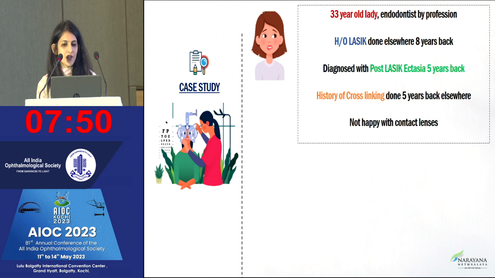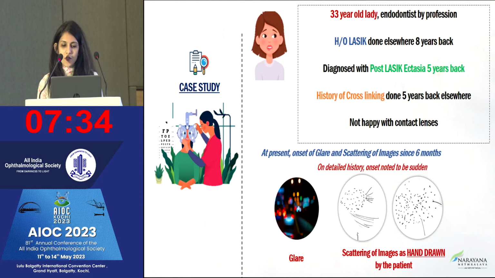So, here was a 33-year-old lady, an endodontist by profession, who had a history of LASIK done elsewhere 8 years back. She was diagnosed with post-LASIK ectasia 5 years back, and she had undergone cross-linking for it elsewhere, but she was not happy with contact lenses. She presented to us with a history of glare and scattering of images in the last 6 months. On detailed history, she said that the onset was sudden. The image that you see here is the image drawn by the patient. She carried a picture of it to us, and that is why I've put it up here.